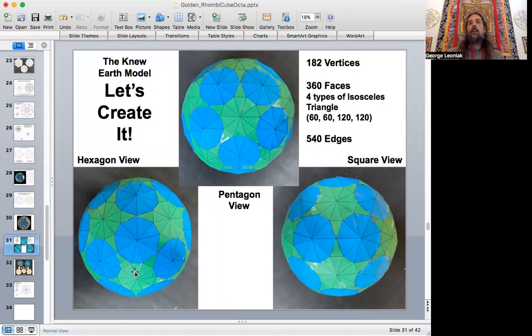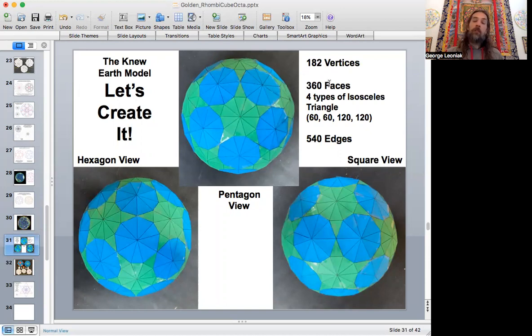Let's create it. So I was excited to build the form. It's the one that I showed you at the beginning, and I said, how are we going to get from that truncated golden rhombic cuboctahedron here, or the cuboctahedron? How are we going to get to that? And this is how we get to it, is basically, do some cutting and folding and taping, and make the template.